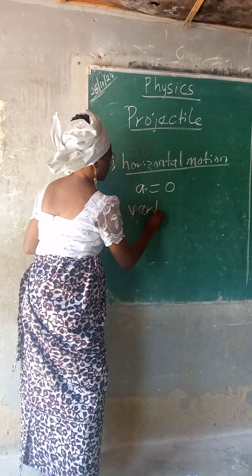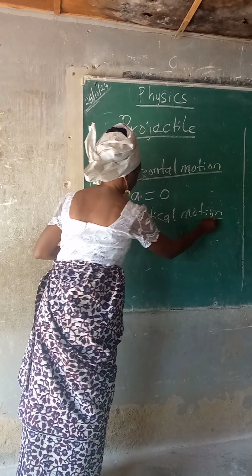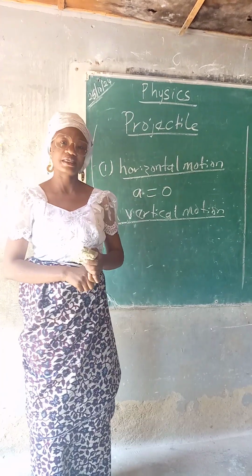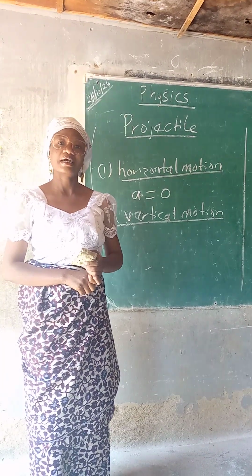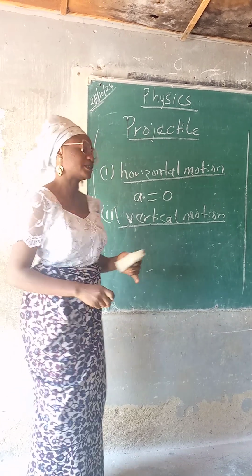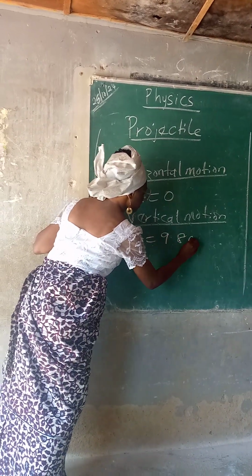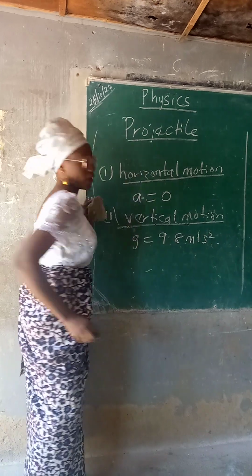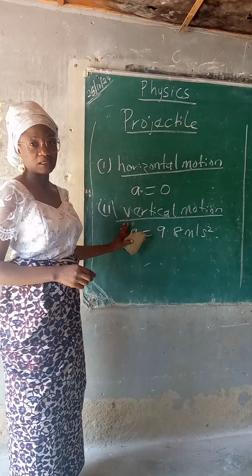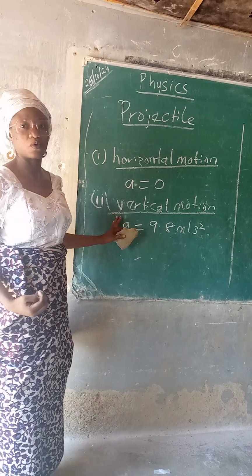Two, vertical motion. Now, in this case, the acceleration due to gravity is equal to 9.8 meters per second squared. g is taken to be 9.8 meters per second squared. In this case, the motion could be either upward or downward.